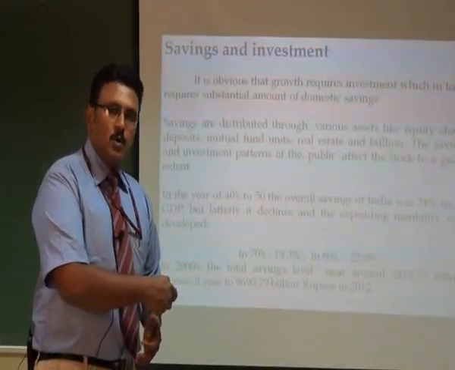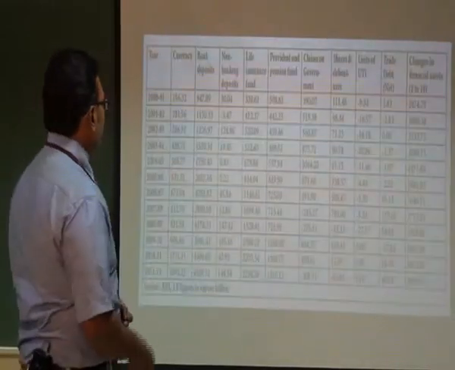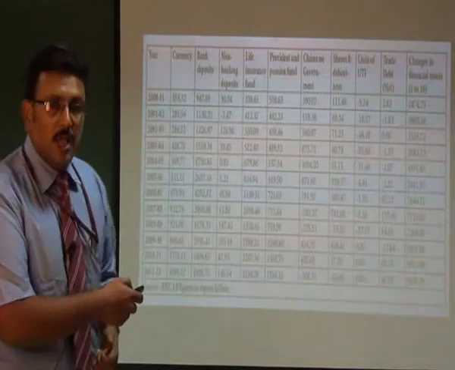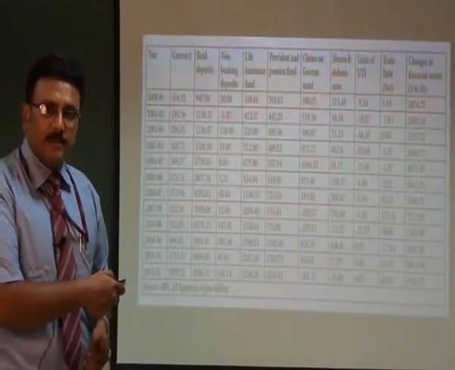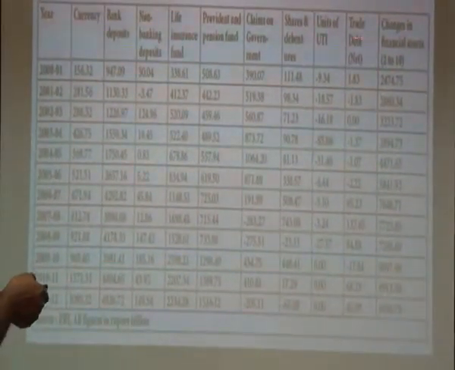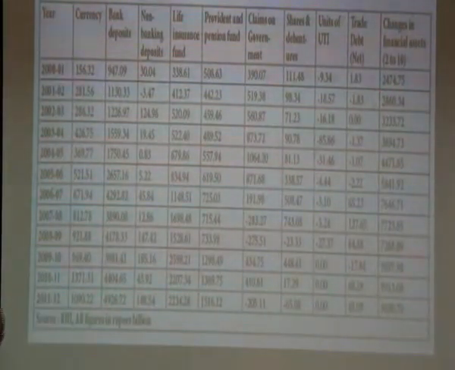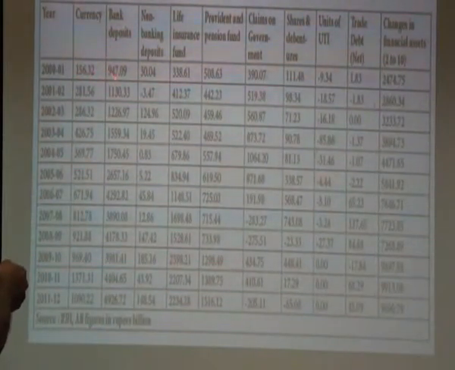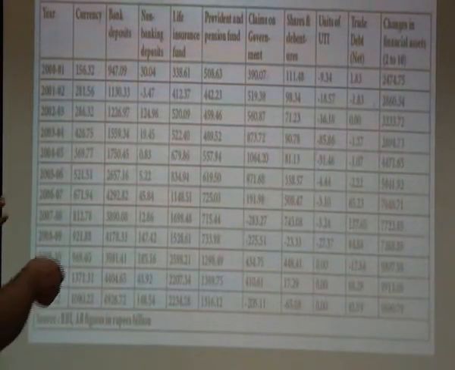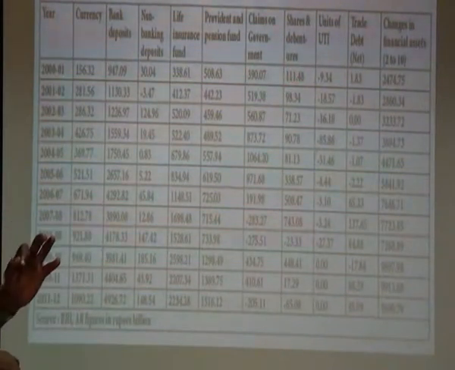Here I gave a comparison of how the savings and investment pattern is there, and how the economic development happens. You can see this. Here also I made an analysis for a decade. In the year 2001, the overall change in the particular year is 2,474 crores only. In currency-wise savings, it is 156; in bank deposits near around 947 crores; in non-banking deposits just 30 crores; but in shares they invested near around 111 crores only.